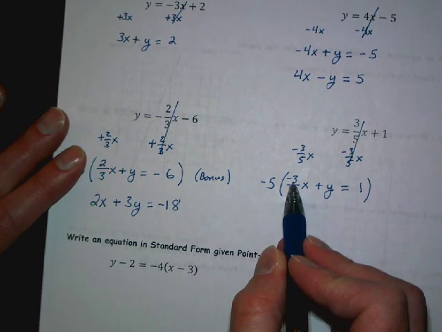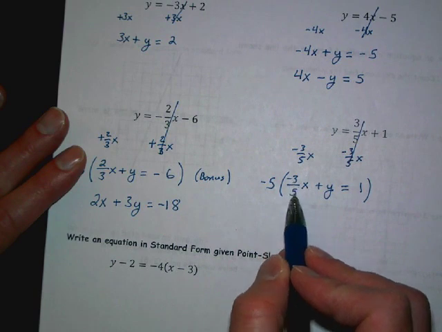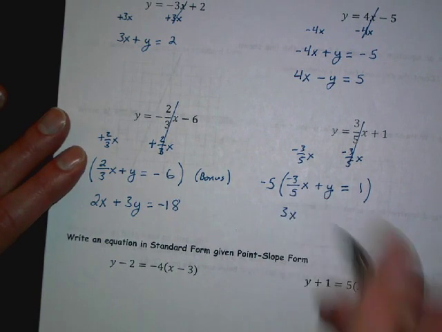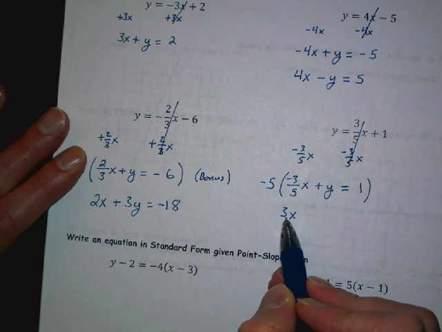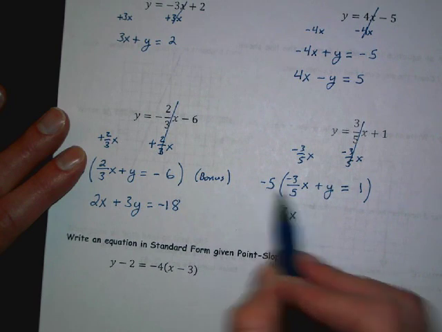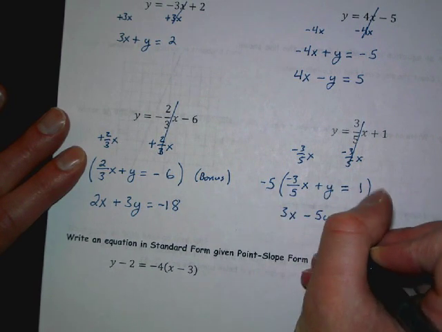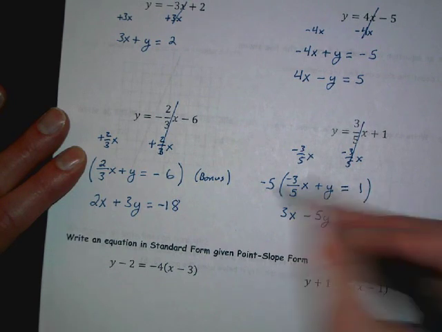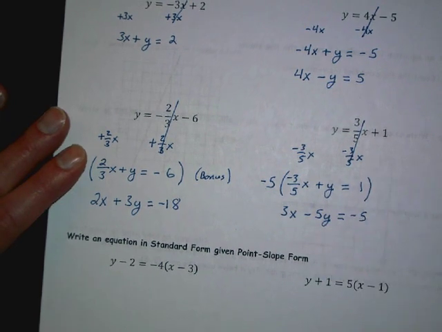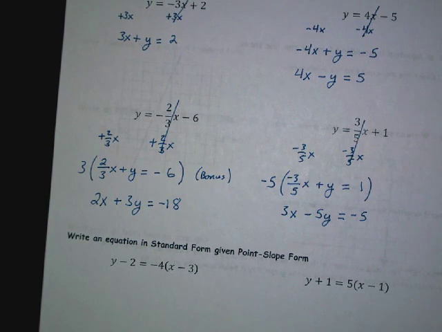So negative 5 times negative 3 would be what? 15, and 15 divided by 5, 3. So that took care of it. Made that not a fraction and made it positive. Then negative 5 times y is minus 5y. And then negative 5 times 1 would be negative 5.